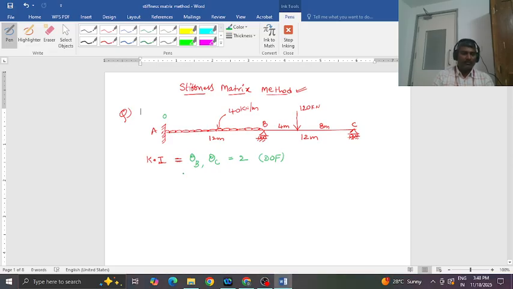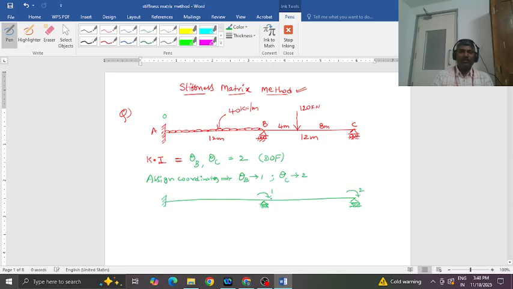Once you calculate the kinematic indeterminacy value, now assign the coordinates. This is what we call the generalized coordinate system in the matrix methods that we follow. So I give theta B as coordinate 1, theta C as coordinate 2. Let us represent them in the form of a diagram. So here I give coordinate 1, and even the direction you can see that clockwise is given as positive coordinate. So this is 1 and this is 2. 1 refers to rotation at B, 2 refers to rotation at C.